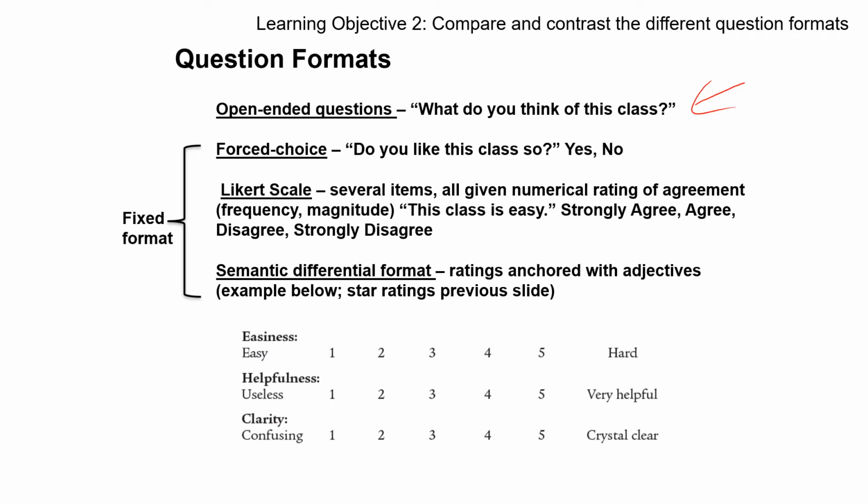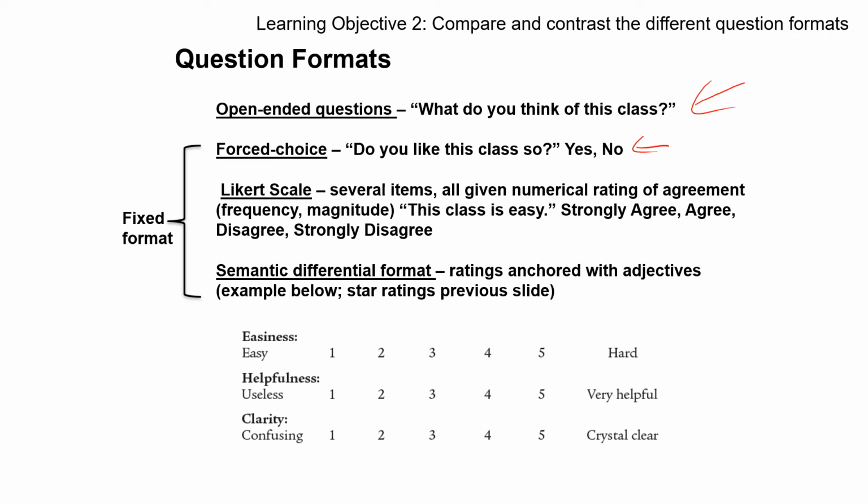So you might be looking for keywords in their responses. I will tell you open-ended questions are really difficult to do. They're really difficult to code. That's why we won't be doing them in this. Another type is forced choice. Yes or no questions. Do you like this class? Yes or no? So forced choice is basically forcing people to choose between two different answers.